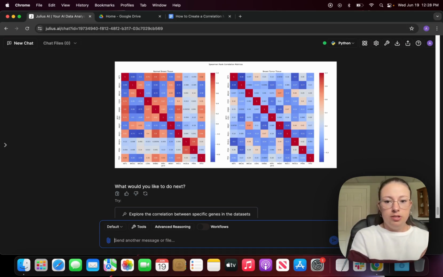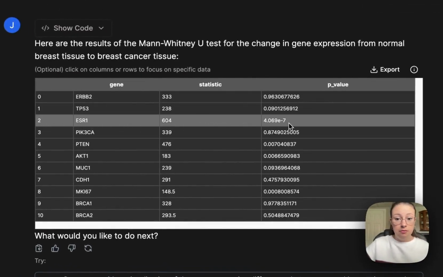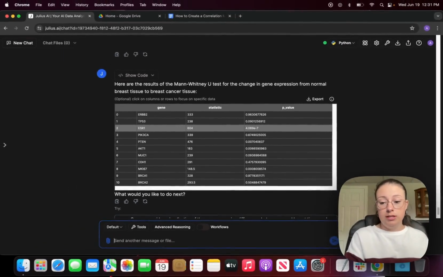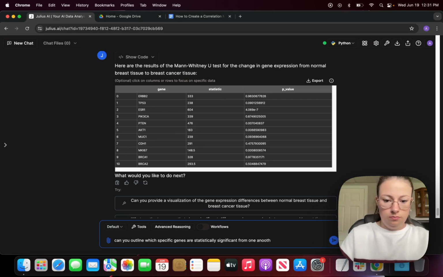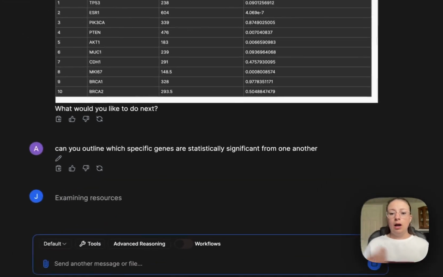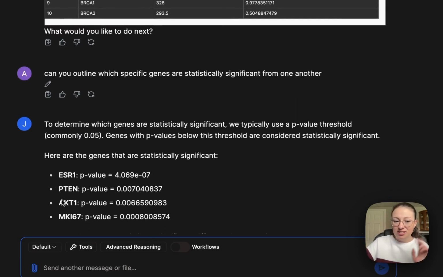So me being the person that I am, I was interested in looking at gene expression and how it changes from the normal breast tissue into breast tumor tissue. So what I would like to do, or what I'm asking Julius to run, is going to be a Mann-Whitney U test. Awesome. So we can see that there are specific genes that do show a significant difference in the expression rates in the normalized versus the breast tissue. So what I'm going to have Julius do is just to outline which ones are statistically significant for us. I could just take them from here, but I'm just going to make Julius give us a nice list. It's just easier. So it looks like we have about four of them that are statistically significant from one another.